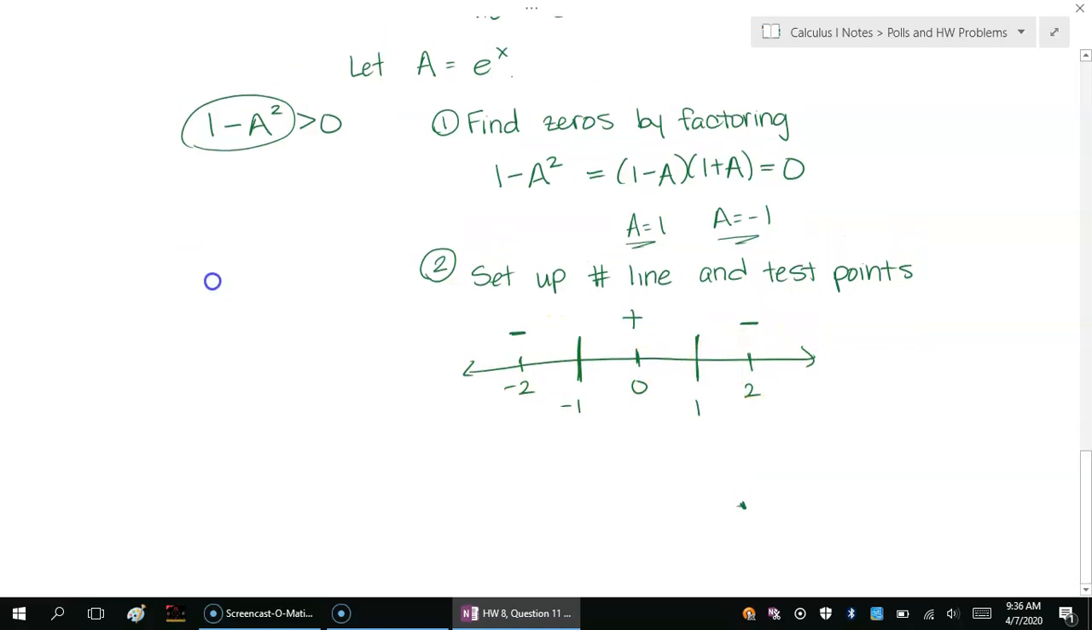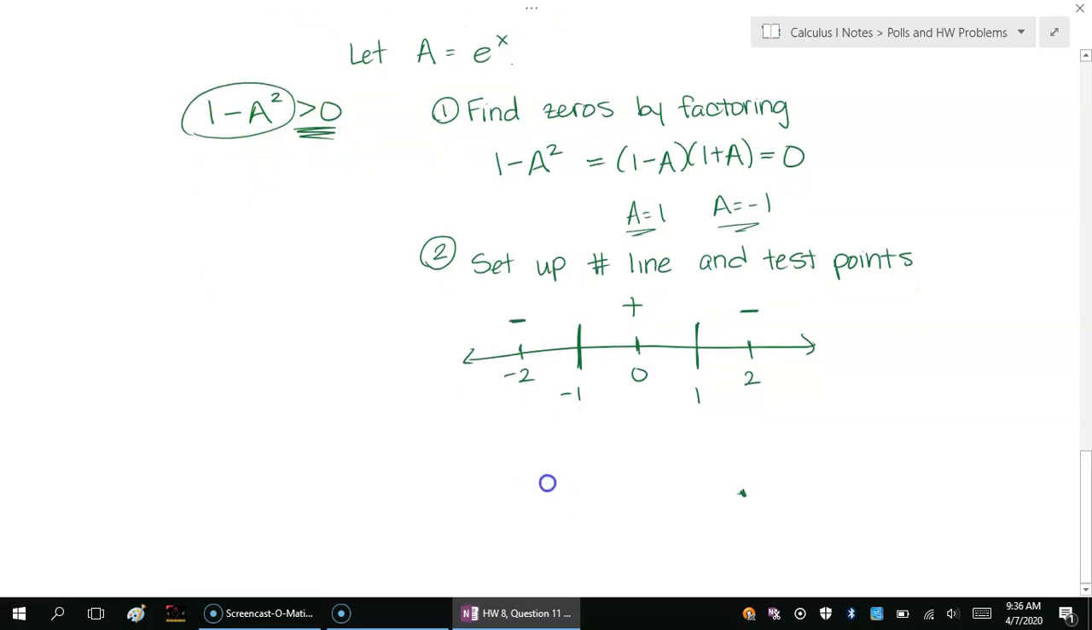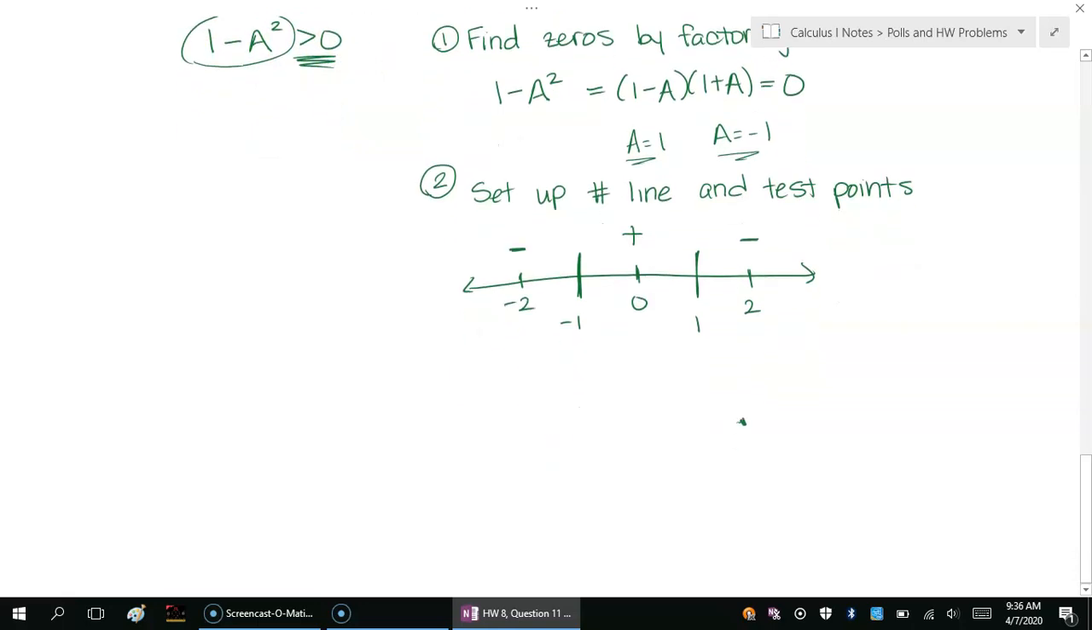So if I scroll up, actually it's right here, what we were looking at were the places where it was strictly positive. So this tells me that the values of a that I want are -1 to 1, this time not including the two endpoints. -1 and 1 don't work because that makes it equal to 0, not positive.